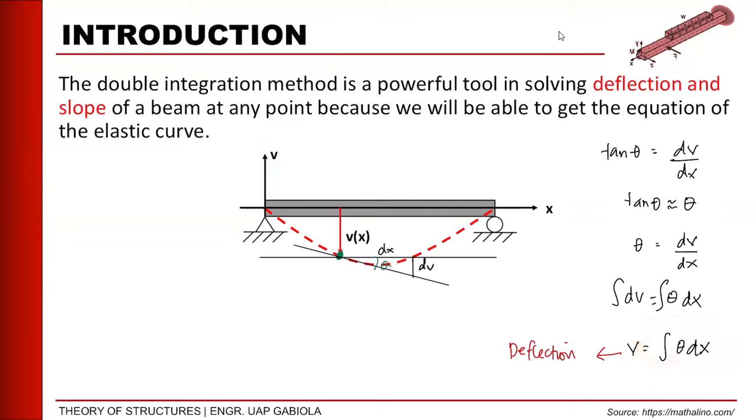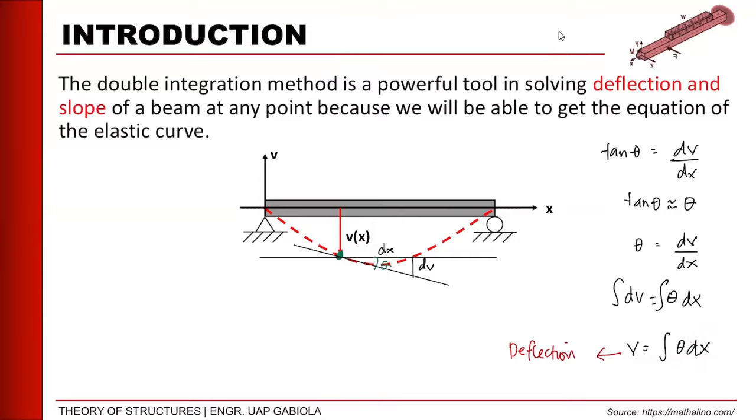And alam naman natin na sa integral, kailangan kung ano yung ating variable dito, kailangan doon yun din yung in terms ng ating quantity dito. So sa theta, we should represent theta in terms of x. And how can we do that? We can do that by considering yung bending moment ng beam. And sa bending moment ng beam, marunong na tayong maghanap ng equation niya along x, no?